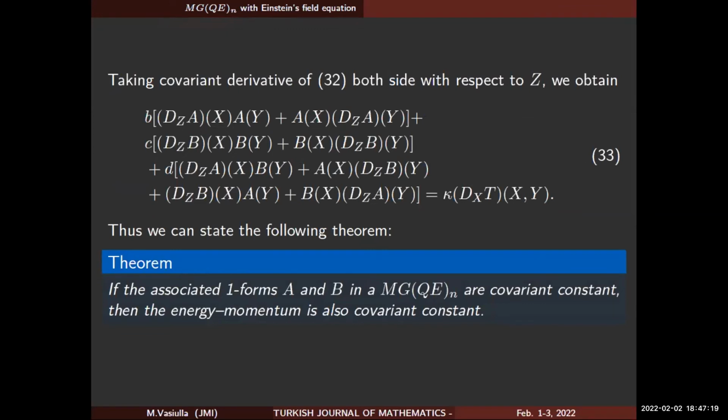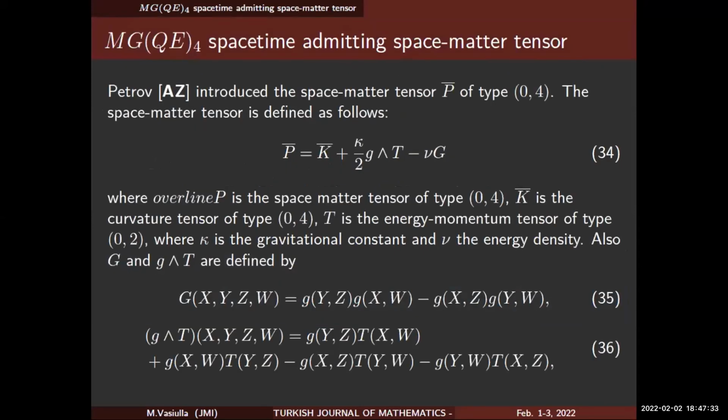Okay. Thank you. Hence we state the following theorem. If the associated one forms A and B in a mixed generalized quasi-Einstein manifold are covariant constant, then the energy momentum tensor is also covariant constant. Next section is mixed generalized quasi-Einstein space-time admitting space matter tensor.